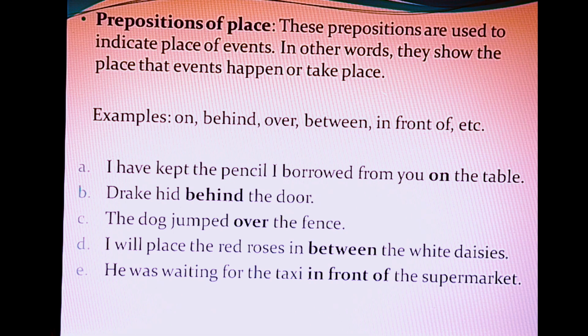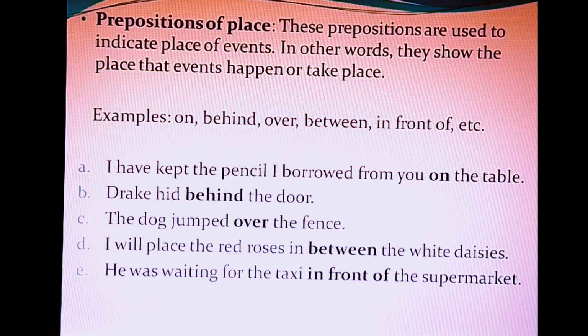So, that is the first type of prepositions, prepositions of time. Let's go straight to the second type of prepositions, that is prepositions of place. These prepositions are used to indicate place of events. In other words, they show the place that events happen or take place. It's as simple as that. Word examples for prepositions of place. We have on, O-N, we have behind, we have over, we have between, in front of, etc. These are prepositions of place.